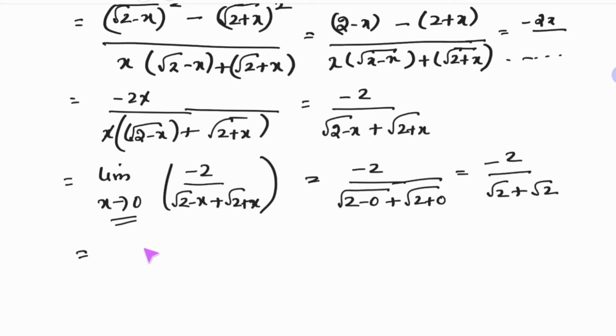So what am I going to get? 2 by root 2 plus root 2 is nothing but, assume that there is 1 here, 1 plus 1. So it will be 2 root 2. 1 root 2 and second root 2 becomes 2 root 2. Now again 2 and 2 will get cancelled. So we'll be left with 1 by root 2. So this is the answer.